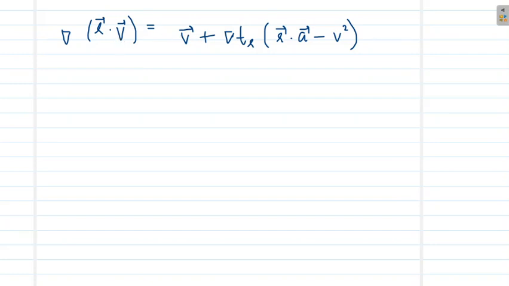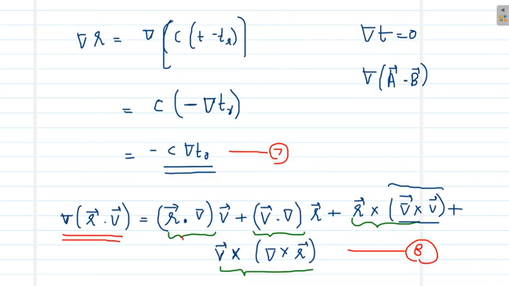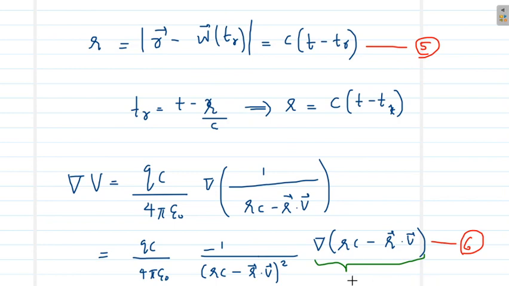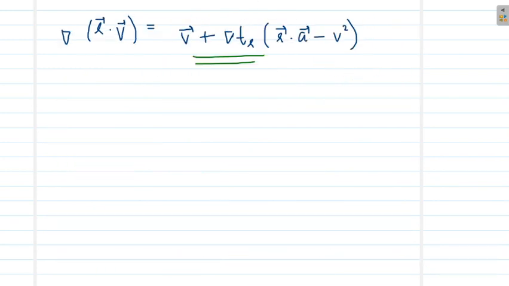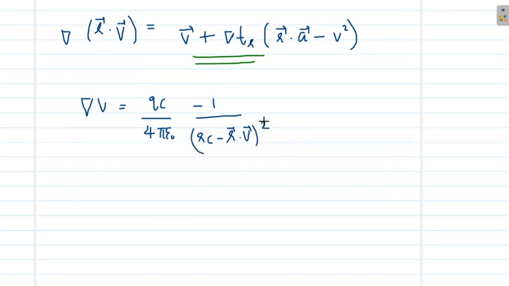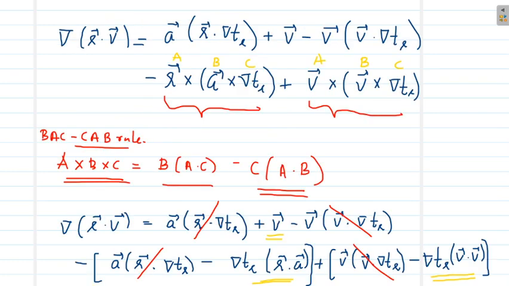Now we have all the relevant expressions expanded. We have del of r bar dot v bar. Earlier we found del r, and we can substitute these expressions into our equation 6 to get del v. So let us write del v is equal to qc by 4 pi epsilon 0 into minus 1 by rc minus r bar dot v bar the whole square into c into del r is the first term.